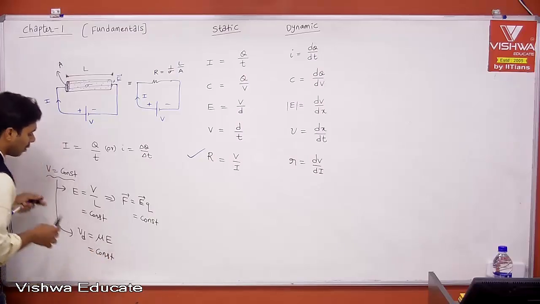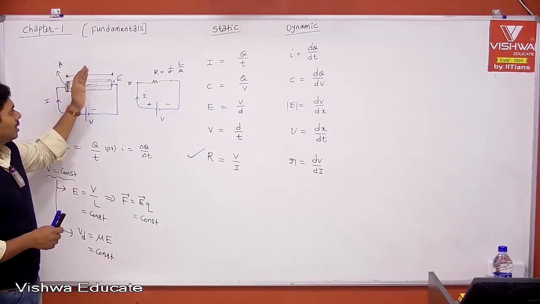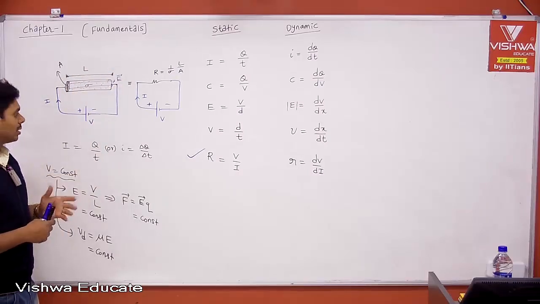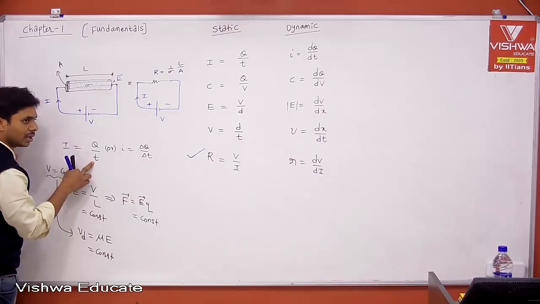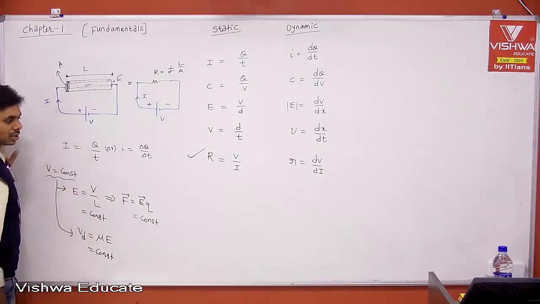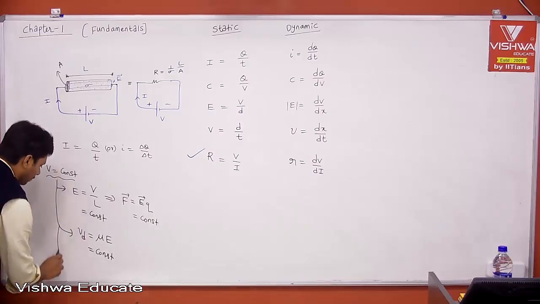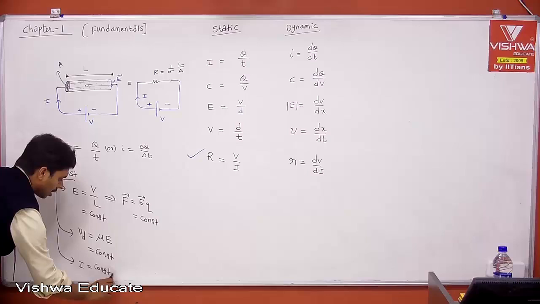When velocity is constant, what do you mean by that? The electrons which are moving per unit time, the distance per unit time, is constant. Therefore, the charge which is moving per unit time is constant. That's why your current is constant. Therefore I can say your current I is equal to constant.